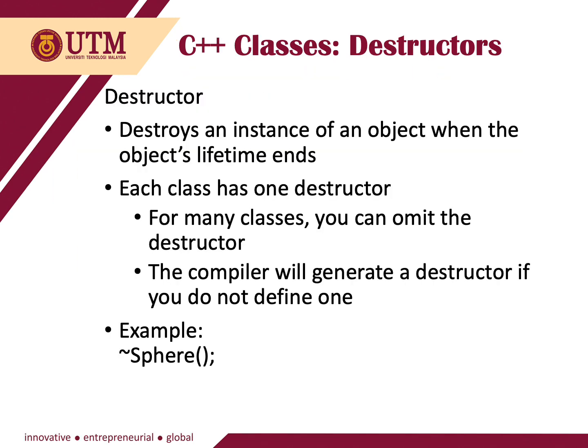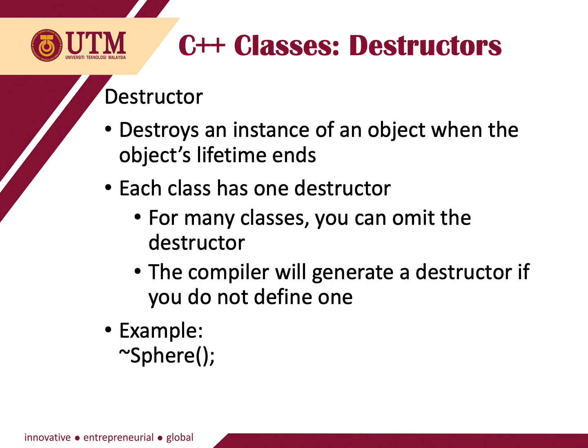Alright, next we go to the destructors. Okay, which destroys an instance of an object when the object's lifetime ends. So each class has one destructor, and for many classes you can omit the destructor. So the compiler will generate a destructor if you do not define one.